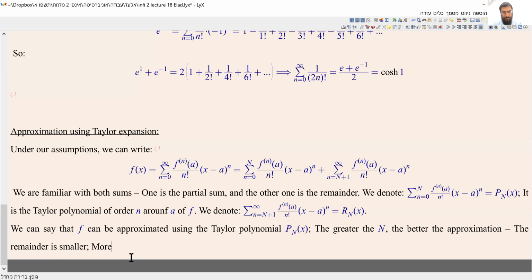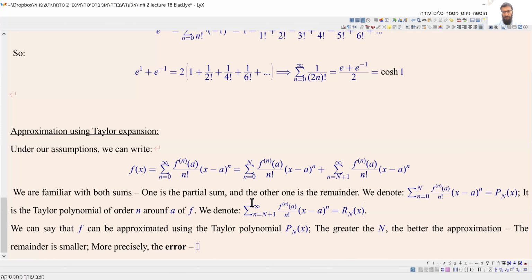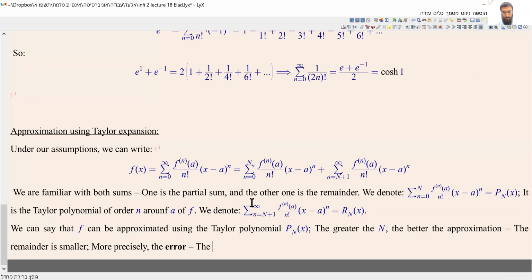More precisely, let's write it down. More precisely, the error, which is the absolute value of the remainder, is smaller.